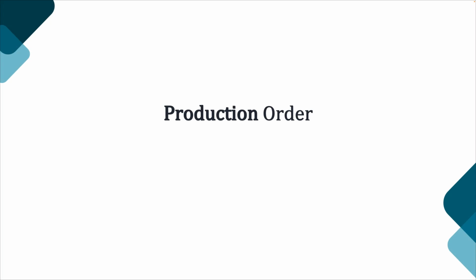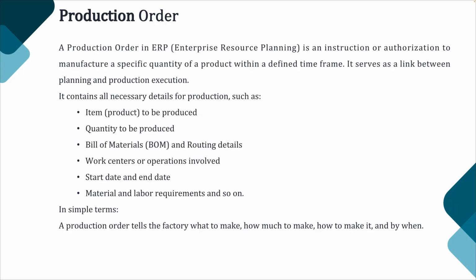In this video, we will be learning about how to create a production order. So what is a production order? A production order in ERP, that's Enterprise Resource Planning, is an instruction or authorization to manufacture a specific quantity of a product within a defined time frame, where it serves as a link between planning and production execution.